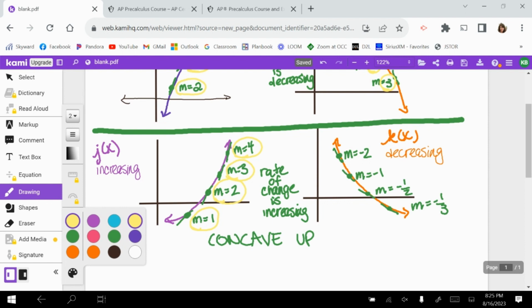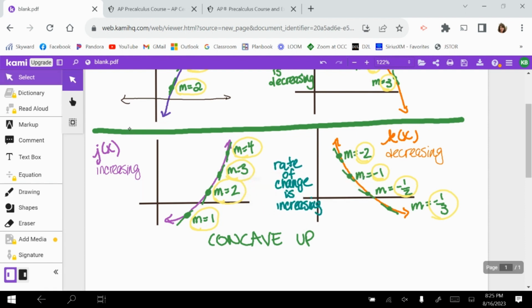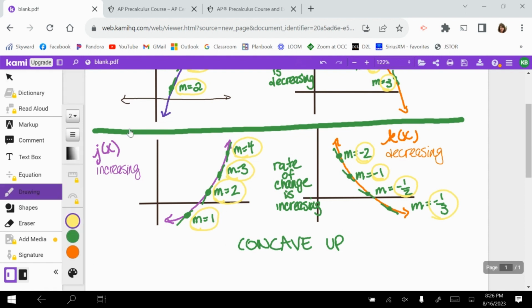So look at those rates of change from left to right, and what do we see? -2, -1, -1/2, -1/3. Even though k of x is decreasing, the rate of change is increasing as you look across k of x from left to right. And in fact, that is how we are defining intervals of concave up. Whenever the function has a rate of change that's increasing, the function is concave up.